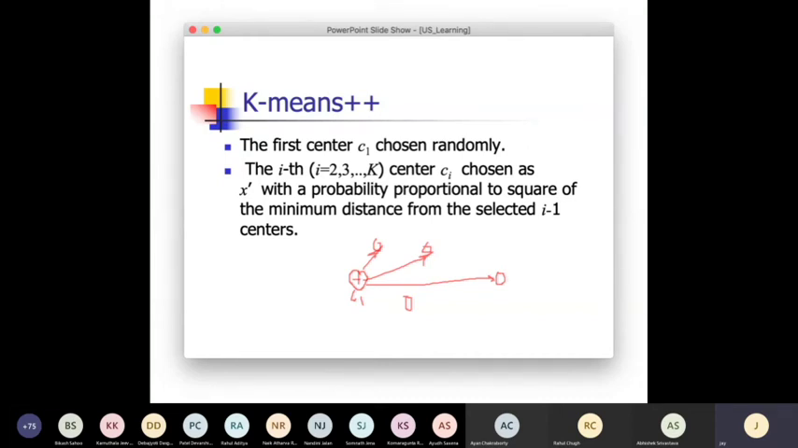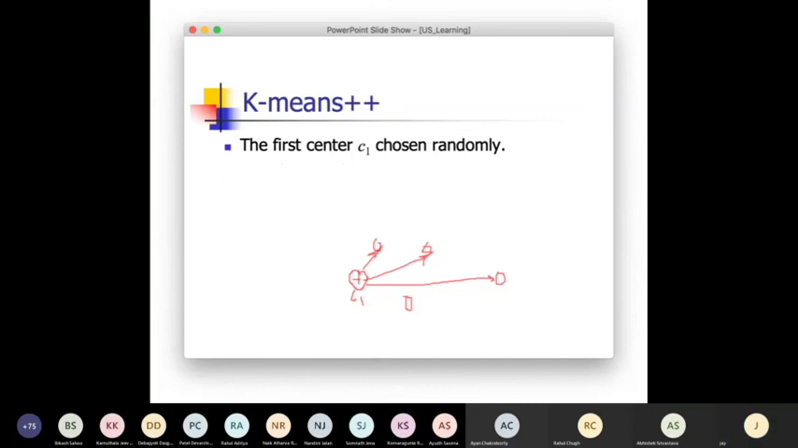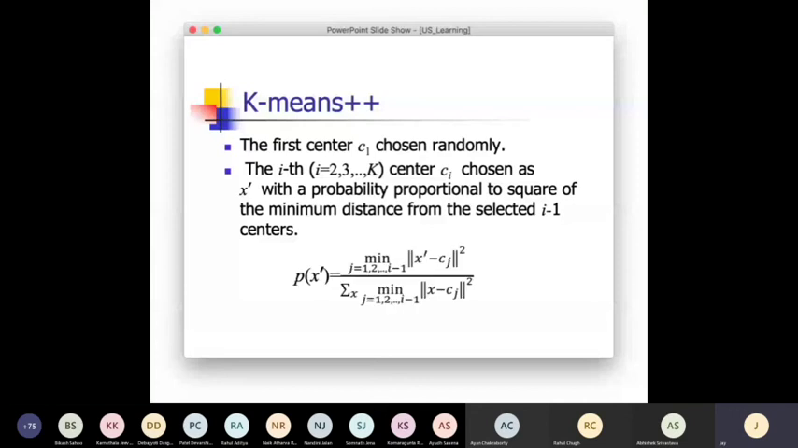So the next center out of this remaining set of points will be chosen with this policy, and you go on doing these things. You repeat this process with respect to the set of centers that you have, right? Is it clear? So that is the policy for k-means plus plus.